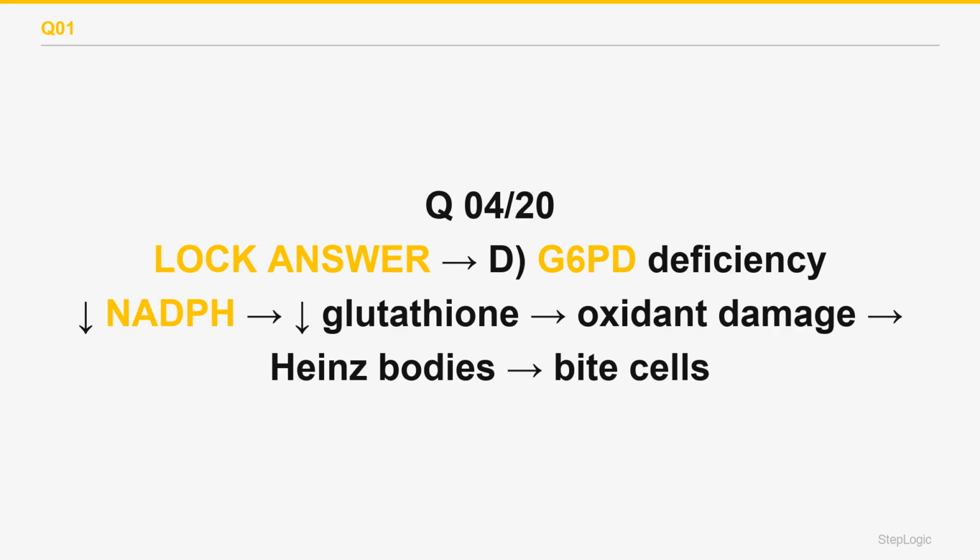Spherocytosis, choice B, produces spherocytes, not bite cells, and Coombs can be positive if immune-mediated. Hereditary spherocytosis is Coombs negative, but shows spherocytes and responds to osmotic fragility testing. Pyruvate kinase deficiency, choice E, also causes hemolysis, but no Heinz bodies and is not precipitated by oxidant drugs.